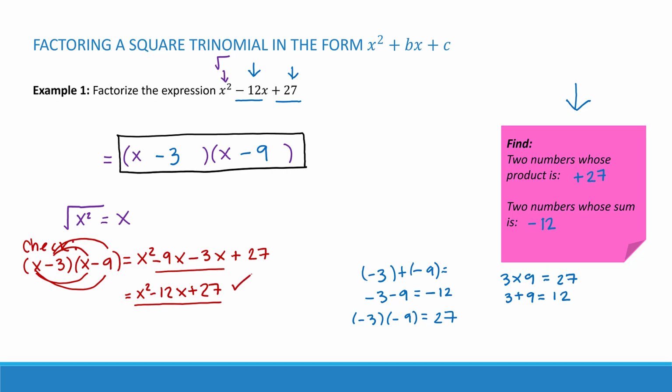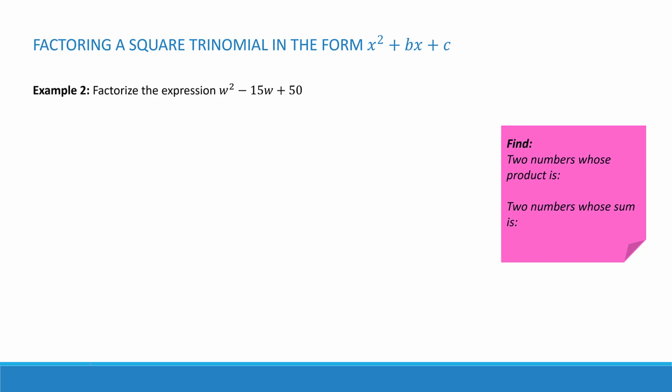Let's solve a second example. Now we want to factorize the expression w squared minus 15w plus 50. First, we open our two parentheses. Then we take the square root of the first term, w squared, and it gives us w. So we write w as the first term in both of our parentheses. Now we need to find two numbers whose product is 50, positive 50, and whose sum is minus 15.